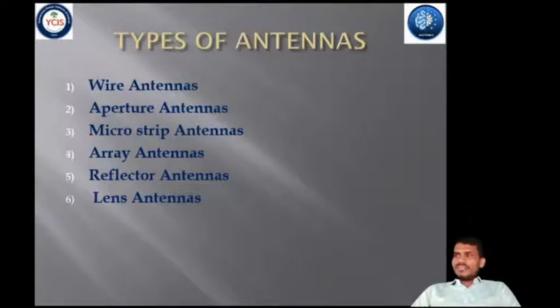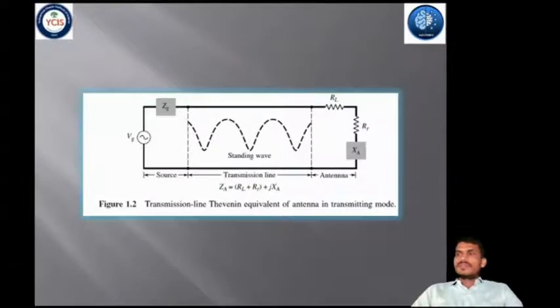Now, taking into account the internal impedance of the source and neglecting line and reflection losses, maximum power is delivered under the conjugate matching. Now, what is the conjugate matching? Another separate session will be presented on that particular conjugate matching.